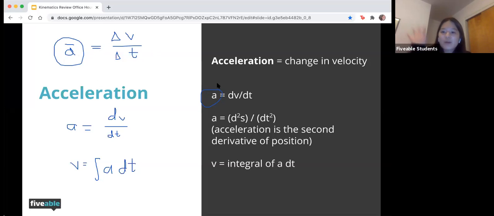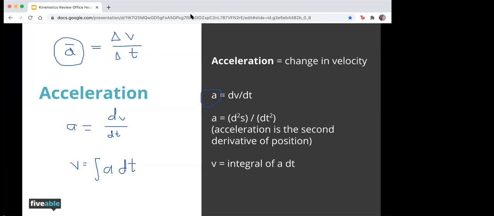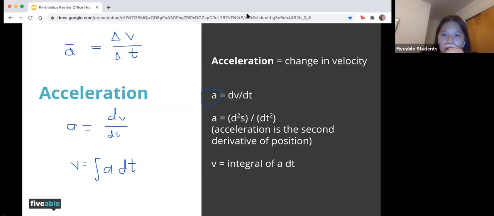Otherwise, how do we know which one's average and which one's instantaneous? So for definition purposes, we put the bar over the average and not over the instantaneous. But for practical purposes, if you're just answering questions like what is the acceleration given your change in velocity and change in time, you could just put that. Right, okay, thank you. No problem, great questions.